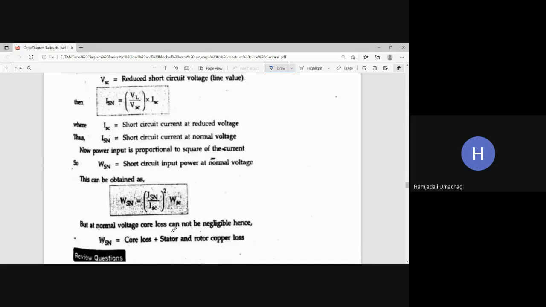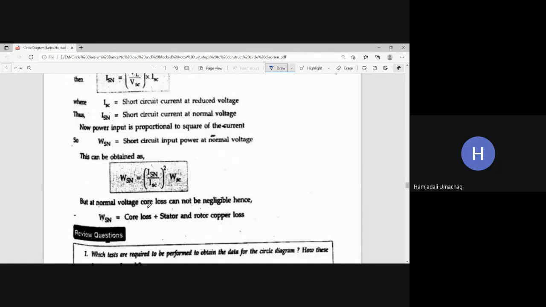But at normal voltage, core loss cannot be neglected. If we apply the normal voltage, we cannot neglect the core loss. Why? Because the core or iron losses are dependent on the voltage. So this WSN is the information related to the normal voltage, which means it will have core loss or iron loss information also. Therefore WSN is now going to have core loss plus stator and rotor copper loss.